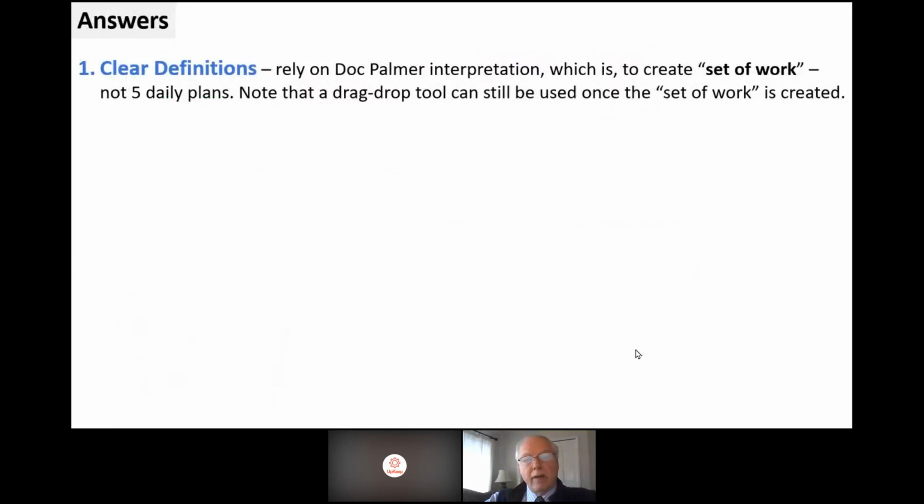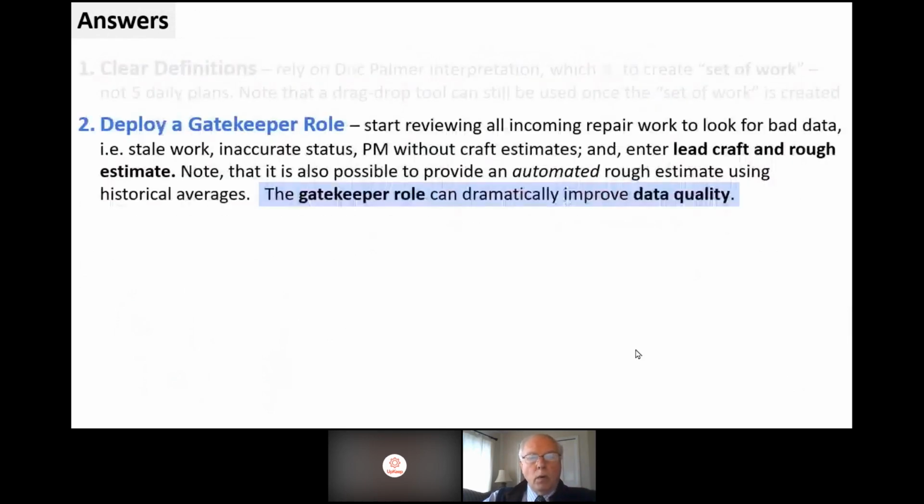So here are my answers to those five problems. Clear definitions. There is a well-known author worldwide, his name is Doc Palmer. He's written several books now on planning and scheduling, but he does focus on scheduling. And his words, not mine, are to create a set of work, not five daily plans. Now note that a drag and drop tool can still be used once the set of work is created. So I'm okay with that concept if done in that order. Deploy a gatekeeper role. Well, I think more people need to start thinking about this.